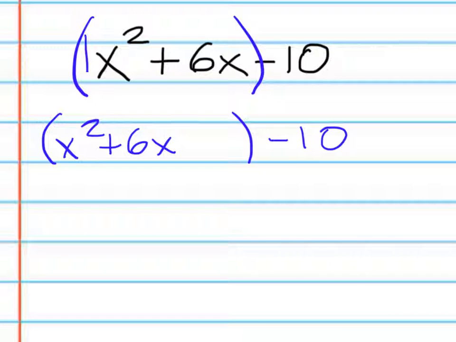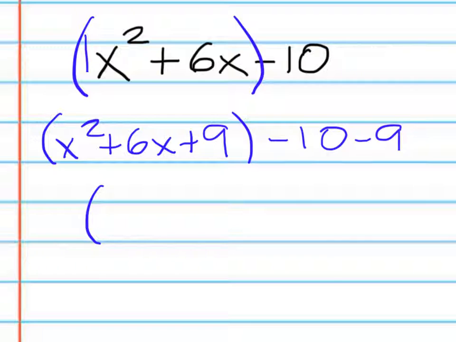Half of 6, and what's half of 6? 3, and what's 3 squared? 9. So if I add 9 inside of these parentheses, and I'm in an expression, which means the whole thing just stays on one side, because there's no equal sign, what must I do outside the parentheses? Take away 9, yeah.